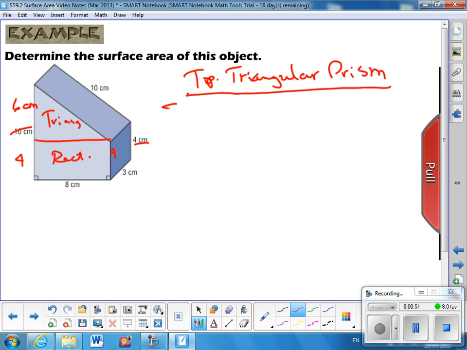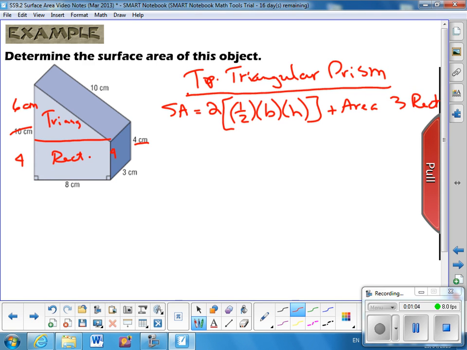And the formula for the surface area is 2 times 1/2 times the base times the height plus the area of 3 rectangles. Now, when you're looking at the base and height of a triangle, you have to make sure that you have the height and the base coming at right angles. If you do, then those numbers can be used the way they are. If you don't, in a triangle like this, you would then have to calculate the height. And we'll get to an example later with those kind of questions.